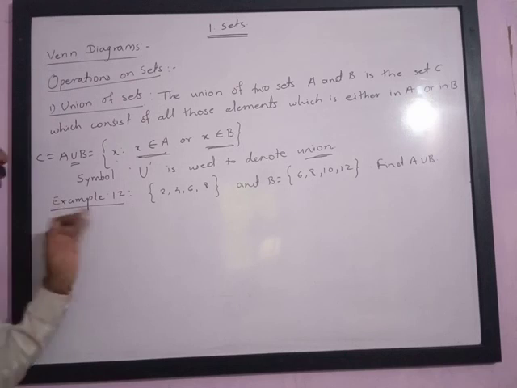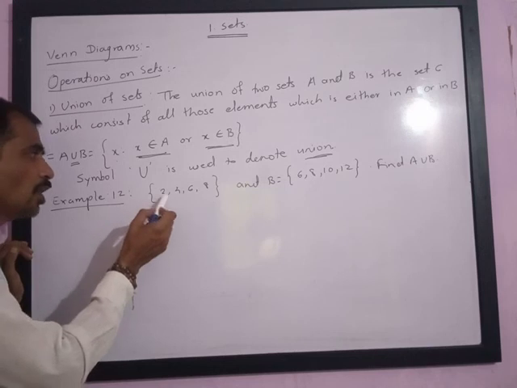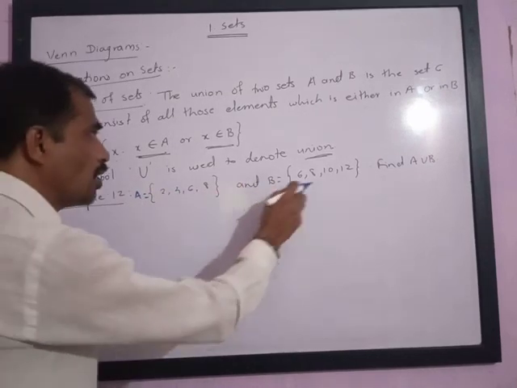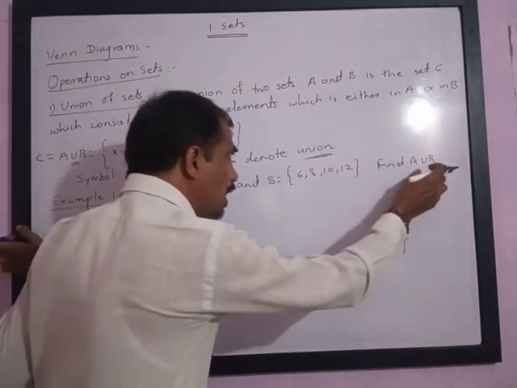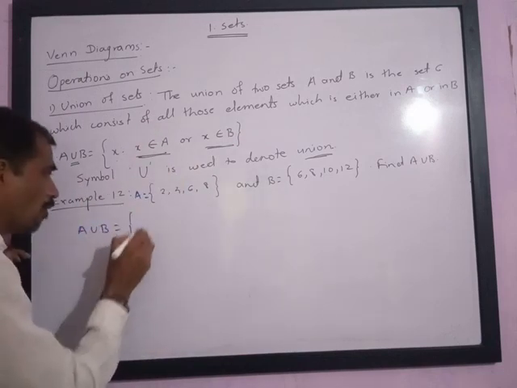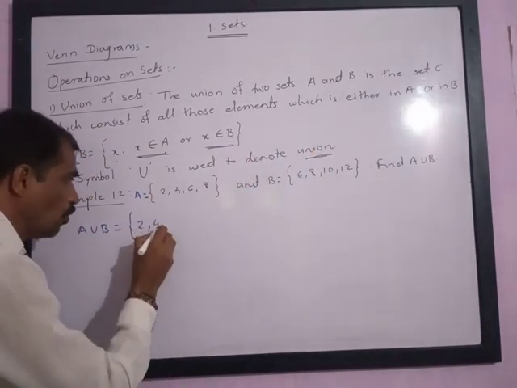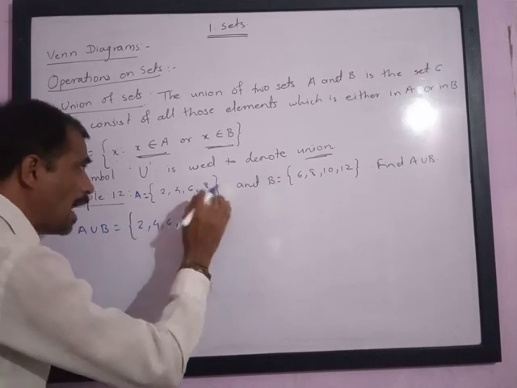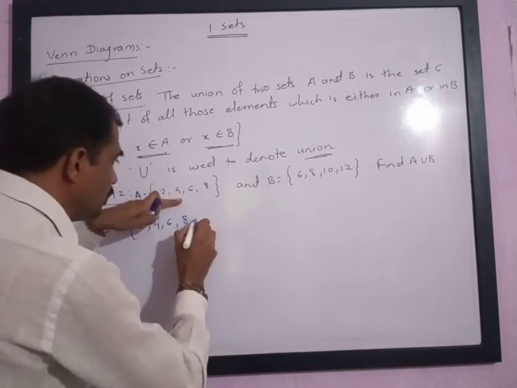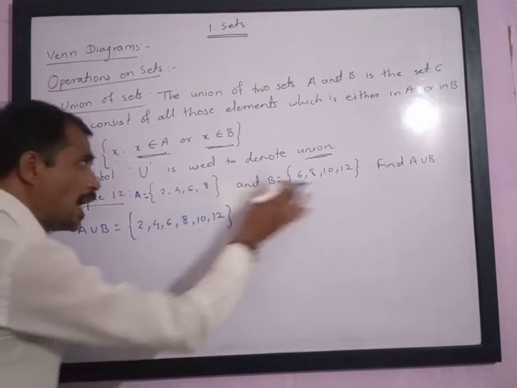Now see, in example 12, to understand the union, let us solve some problems. Example 12: A is the set 2, 4, 6, 8 and B is the set 6, 8, 10, 12. Find A union B. We have already studied that A union B is the set of all the elements of either set A or set B. So we will have all the elements 2, 4, 6, 8 of set A, and now write the elements which are not in set A, that is 10 and 12. Please note, it is a set of all the elements of set A and set B.